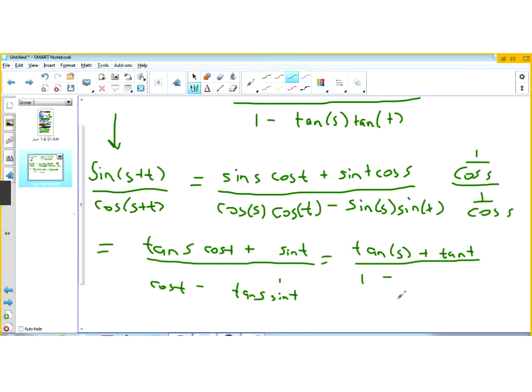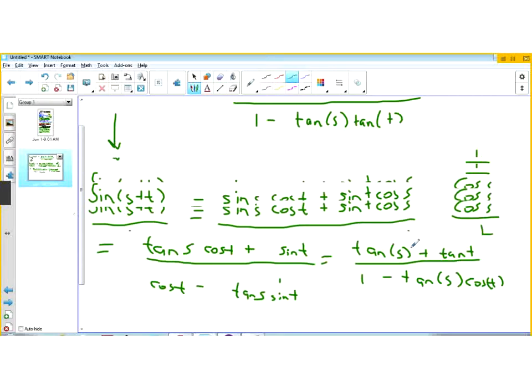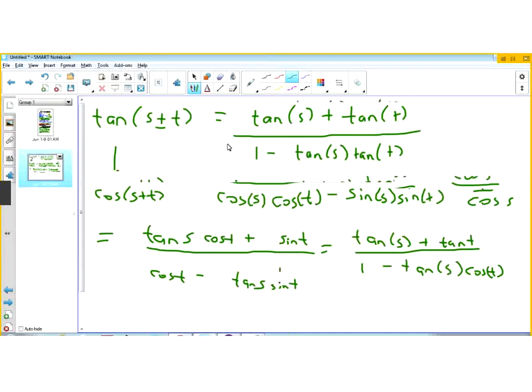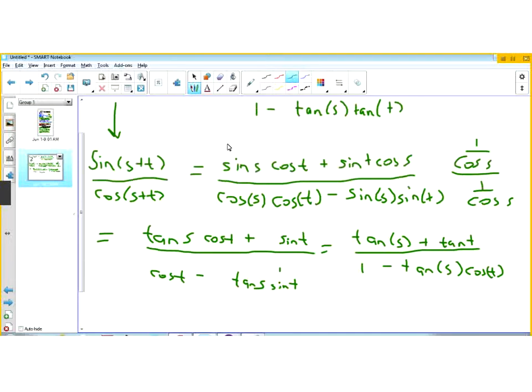Okay, so now we're dividing upstairs and downstairs by the cosine of T, so now we'll have the tangent of S times the cosine of T. Okay, so I expect you to be able to prove the tangent of a difference of two numbers using a very similar technique. Anything else in this section? Oh yes, okay, so a couple of notes here.